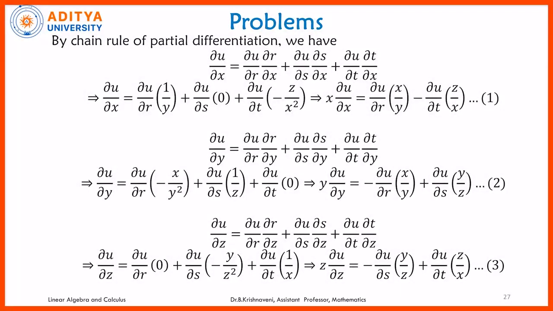Now, apply the chain rule of partial derivatives. First, let us see what dou u by dou x is. Since u is in r, s, t, what are the three functions? r, s, t, and further r, s, t are in terms of x, y, z. So, what is the chain rule with regard to dou u by dou x? Dou u by dou x is equal to dou u by dou r into dou r by dou x plus dou u by dou s into dou s by dou x plus dou u by dou t into dou t by dou x.